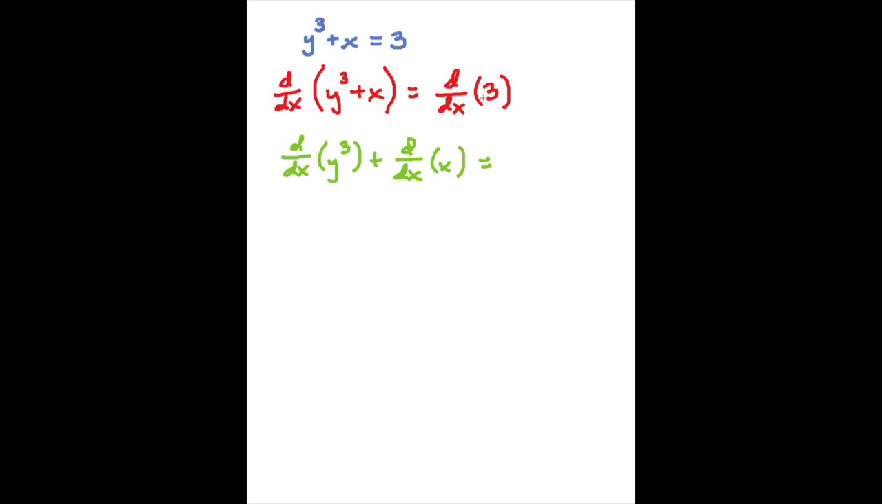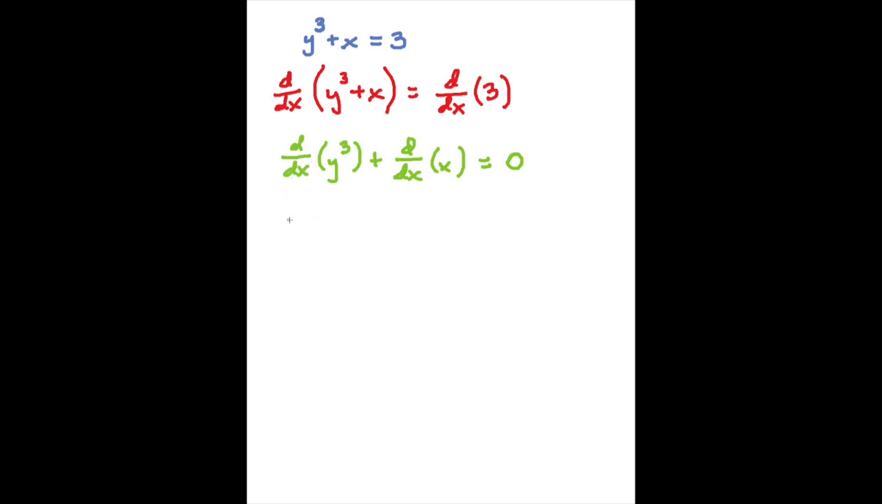Okay, now the derivative of 3 with respect to x is just going to be 0 based on that constant rule. Okay, so the derivative of a constant is 0. Okay, now from here, we run into a little bit of a problem, because when you're doing the derivative with the derivative operator, the variables have to match. This y does not match this x. So what we're going to have to do is get a little tricky here.